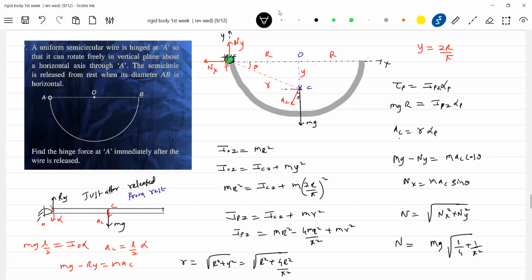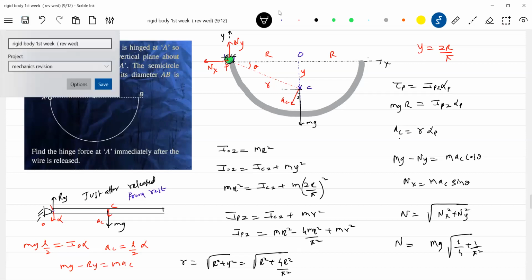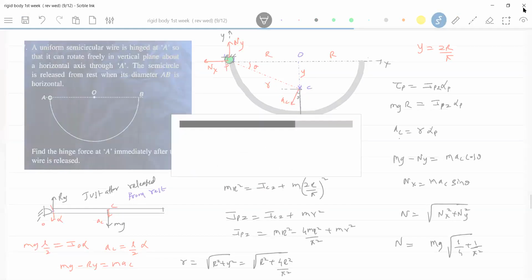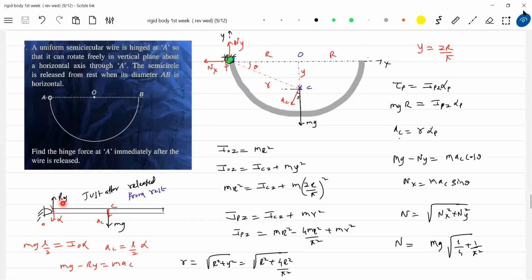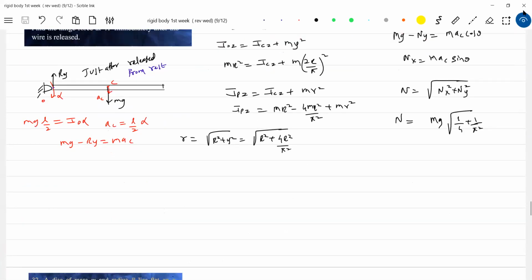Okay, now what is the thing? Let any other rigid body be released. Don't think that the reaction will always be along the y-axis. It all depends upon the shape of the rigid body also. You explore. I want students to really understand.